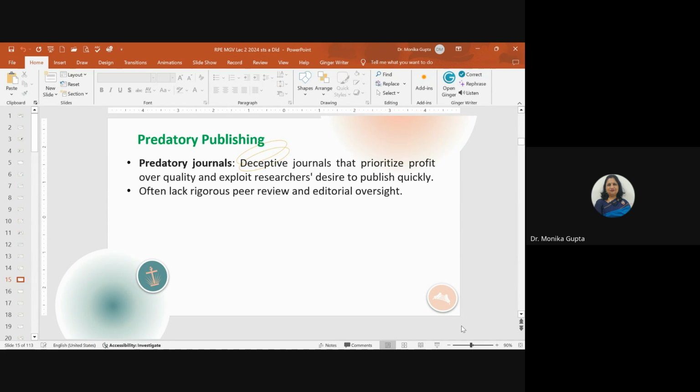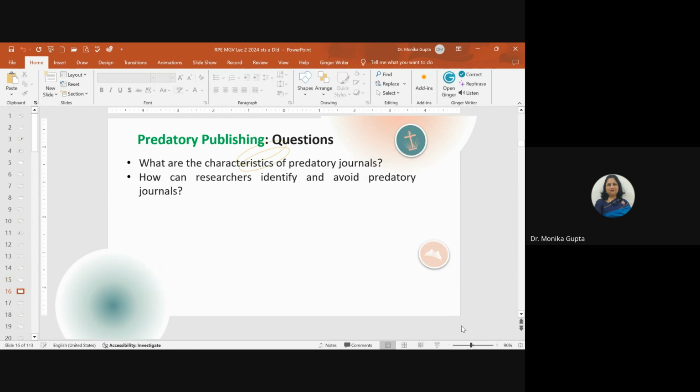Okay, now the questions. What are the characteristics of predatory journals? I have discussed with you, what about this? Predatory journals will ask for money, generally higher money, and within 1 or 2 days they accept it. Their quality, I mean, they don't even check the papers. That's what I think, ma'am. Right, right.